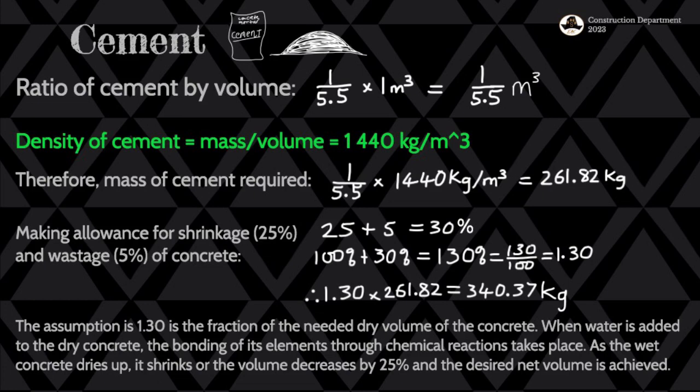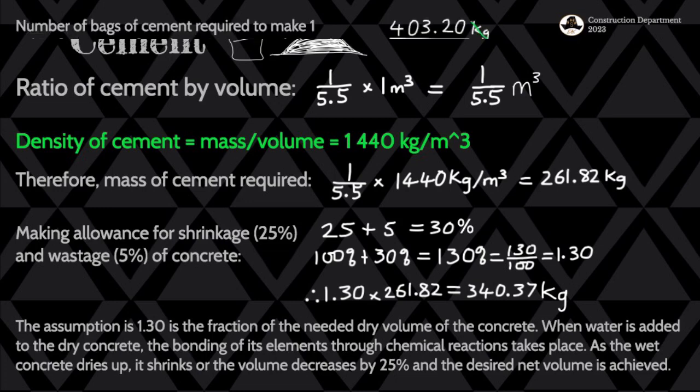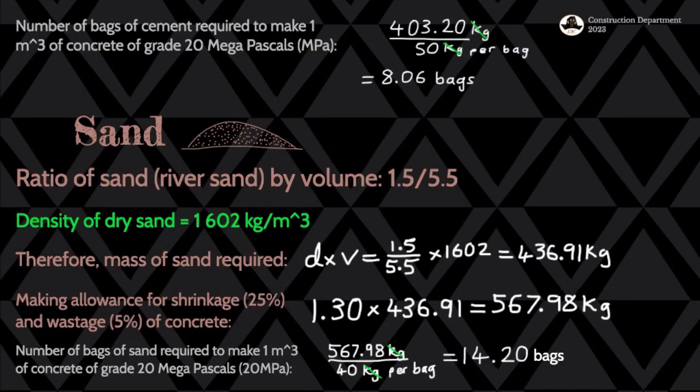So we then say 100% plus the 30%, we get 130%. And then we want to find 130% of the mass that we have calculated, which means we're going to say 130 over 100 by that mass, or we can just say 1.30, which is the decimal for that fraction. And then we get our 340.37 kilograms, as you can see worked out right there. So it's fairly easy. You just first find the volume, and then you convert the volume to mass, and then you convert the mass to bags, which is the next stage.